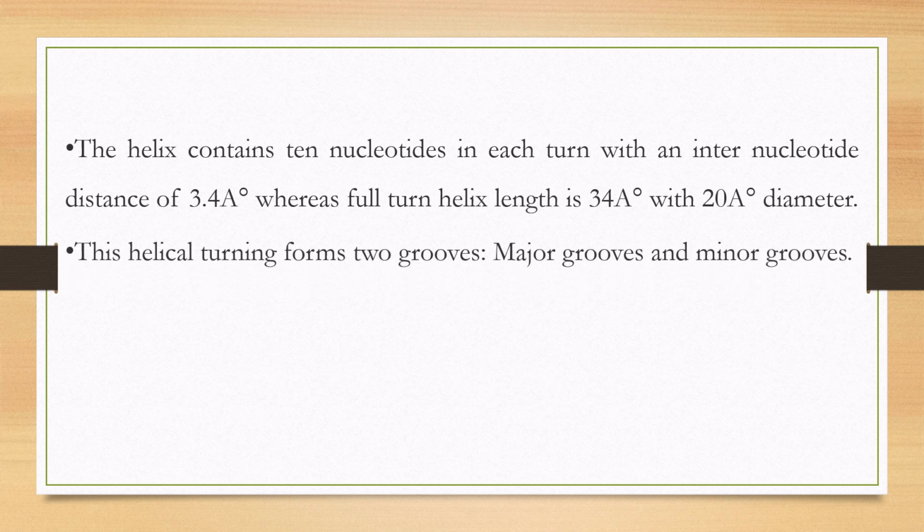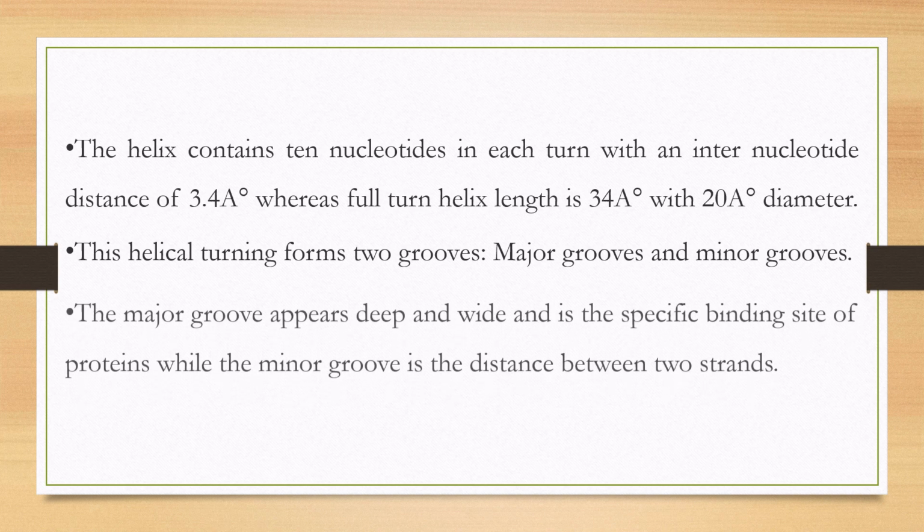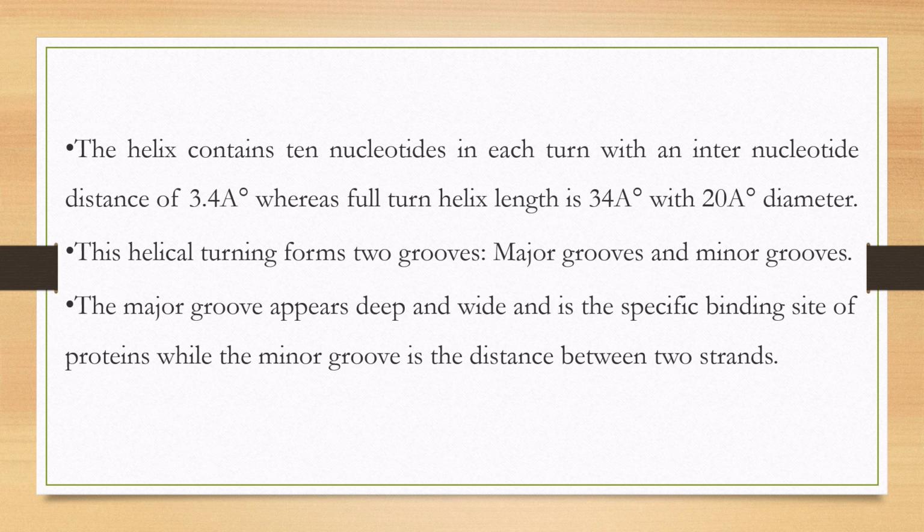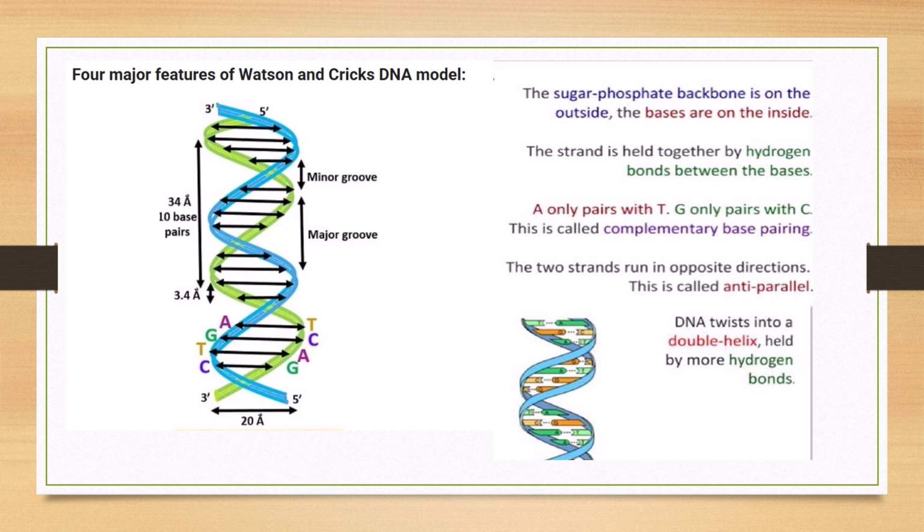This helical turning of the double helical DNA forms two grooves, the major groove and the minor groove. The major groove appears deep and wide and is a specific binding site of the proteins, whereas the minor groove is the distance between the two strands.